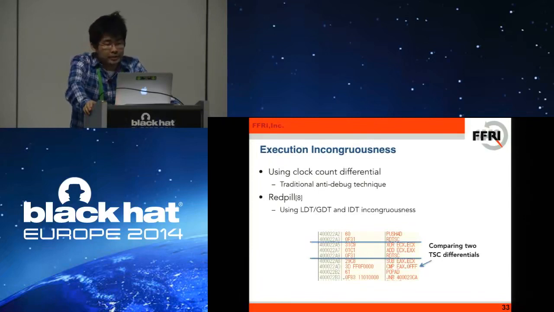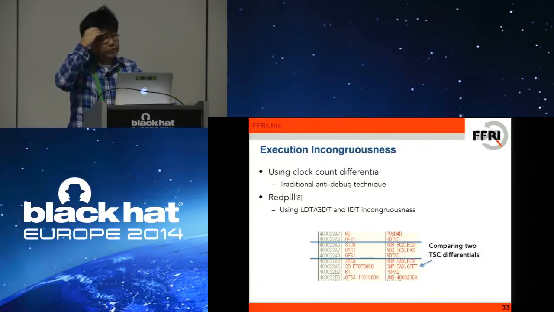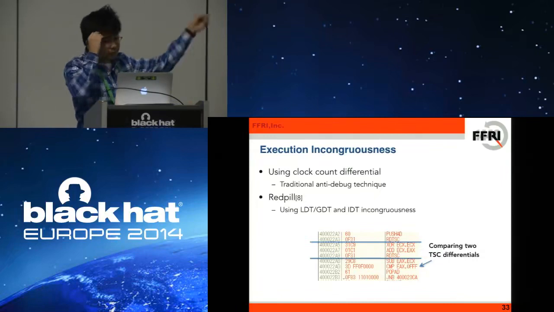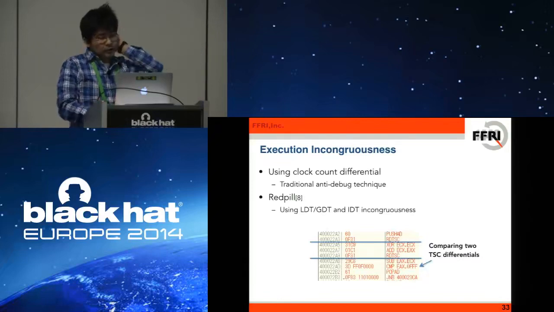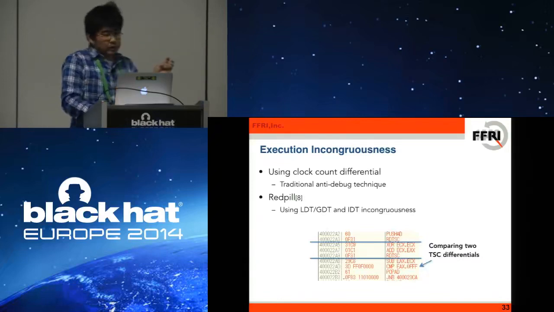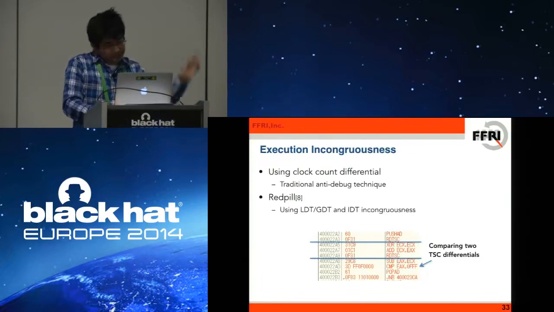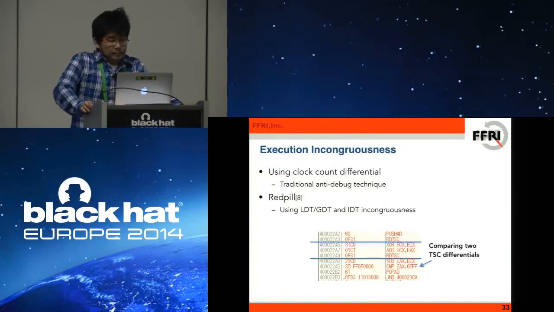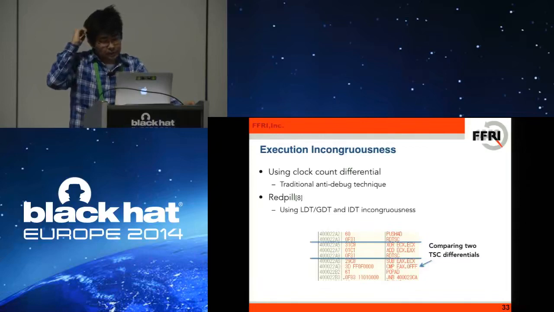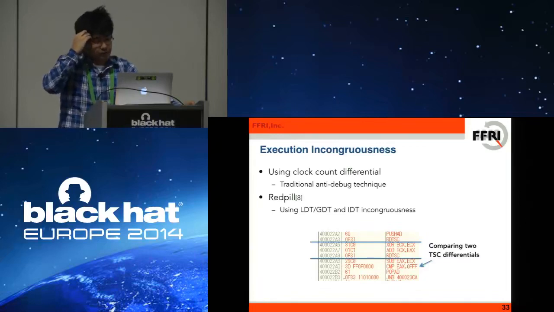Execution inconclusiveness is measuring some timings and the values of the execution environment. Please have a look at this figure. The code compares timestamp counter values between two timings. It's a traditional anti-debugging technique, but it also detects an environment on a virtual machine. The striking aspect of execution inconclusiveness is that timing attacks are less robust than artifact fingerprinting. So, less robustness.